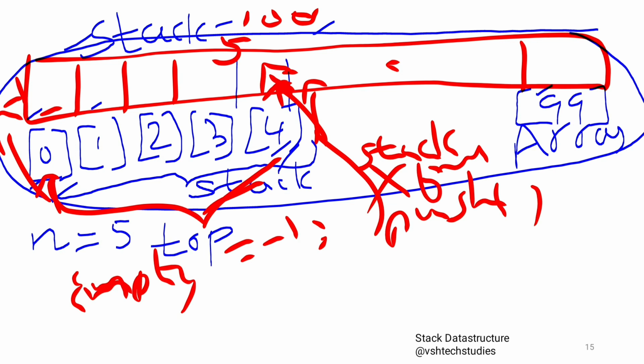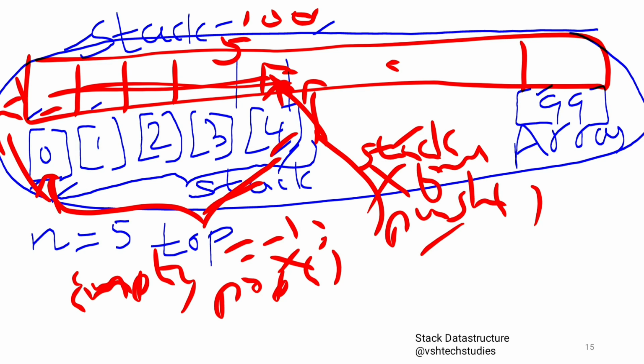So if top is -1, the stack is empty, and we cannot do a pop operation for removing an element because no element is in the stack. When top is 4, the stack is full, hence we cannot do a push operation and try to add any element because there is no space. That is another point. Next, one more variable we are taking, that is choice.